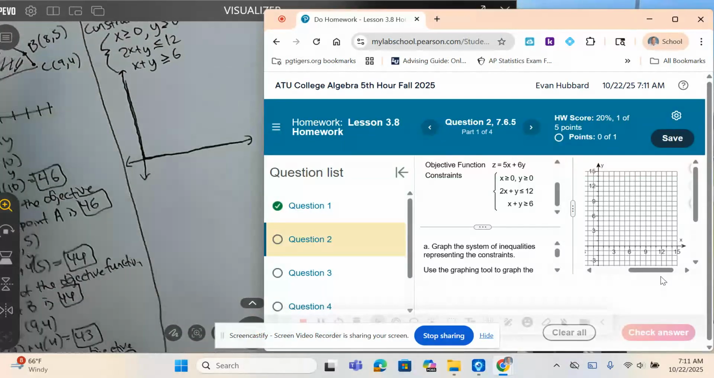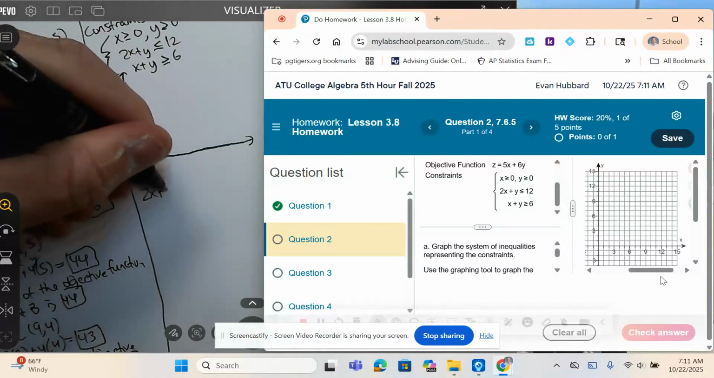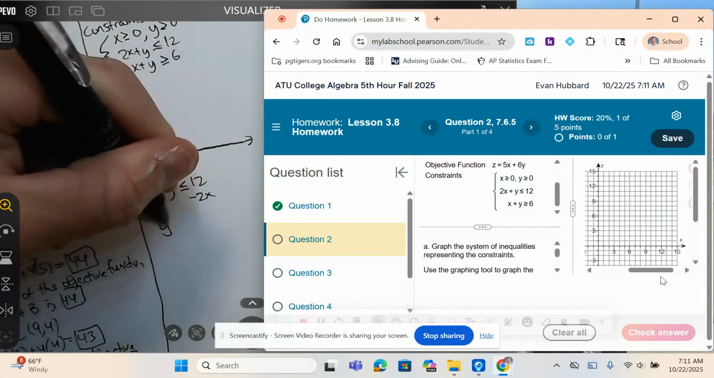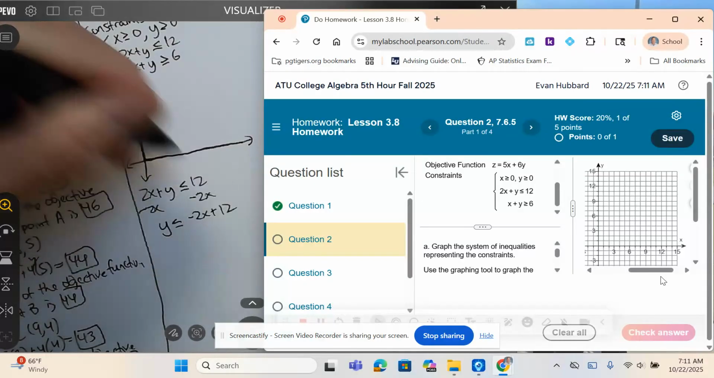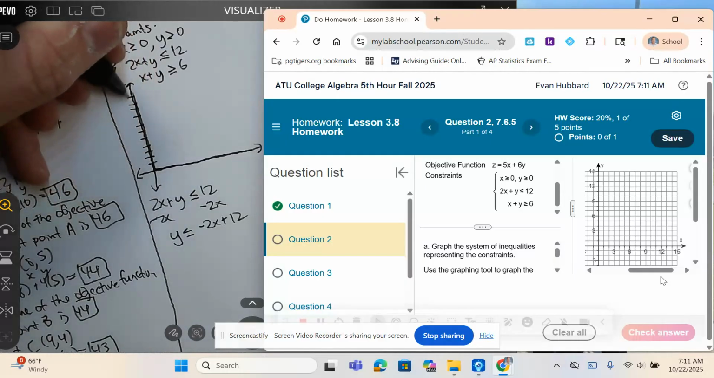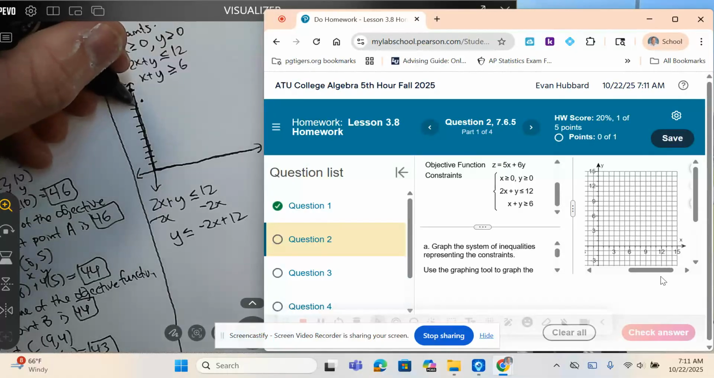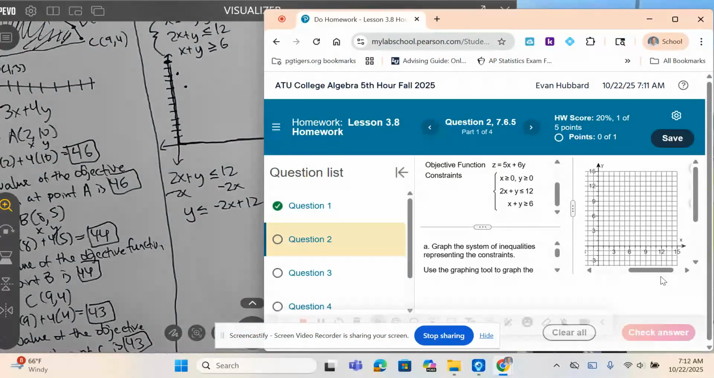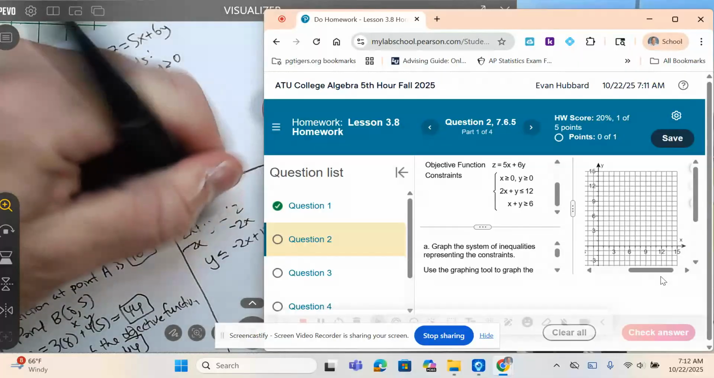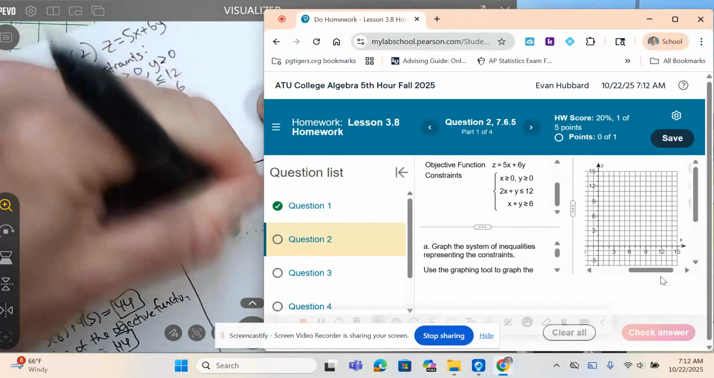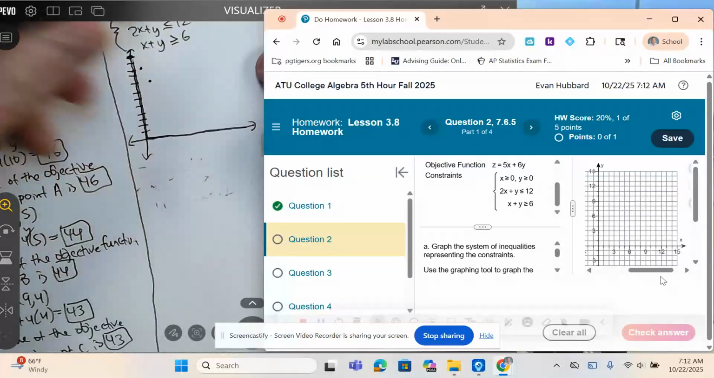So now let's look at this. I'm going to do slope-intercept on this, because I can get y by itself pretty easily. So y is less than or equal to negative 2x plus 12. I'm going to go up to 12, and then go down 2 over 1, down 2 over 1. Actually, I probably should do the intercept method here, because I want to see where it touches each axis. I apologize.